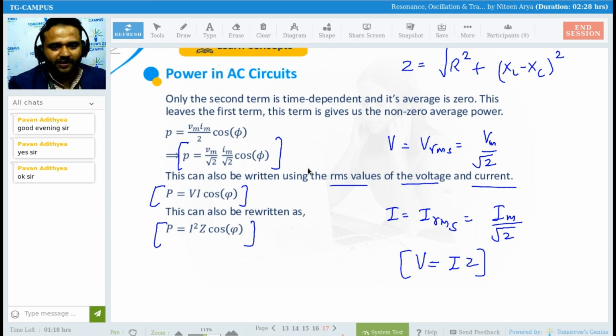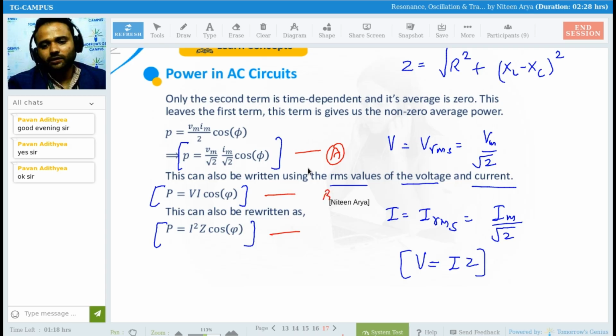Till now, is this thing clear, everyone? Equation number A on this page, equation number B, equation number B on this page, equation number C on this page. Everything is clear?